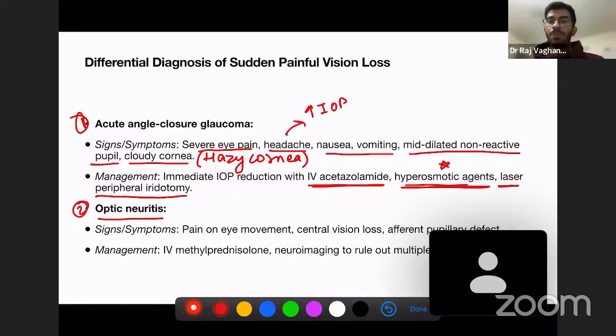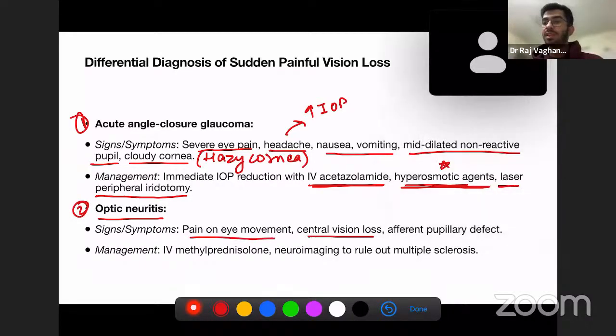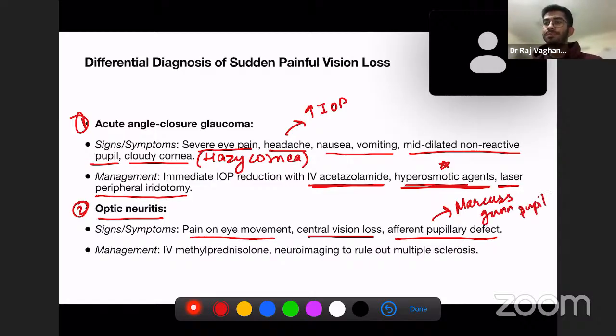Optic neuritis. Optic neuritis means inflammation of the optic nerve. So there can be pain on eye movement, there can be central vision loss, and there can be afferent pupillary defect. Afferent pupillary defect is also known as Marcus Gunn pupil. So you can have pain on eye movement, central vision loss, and Marcus Gunn pupil.